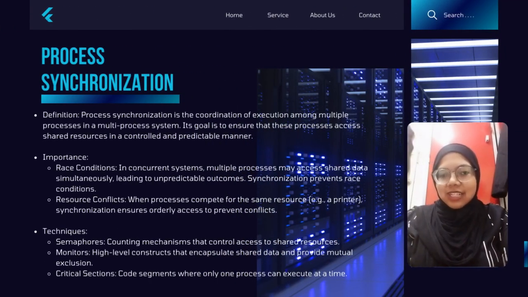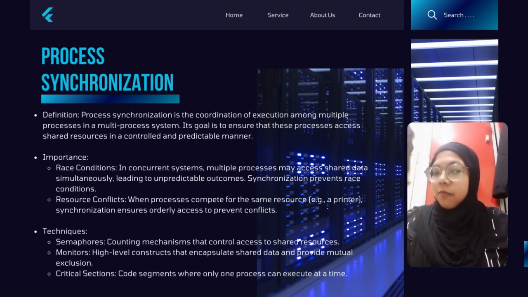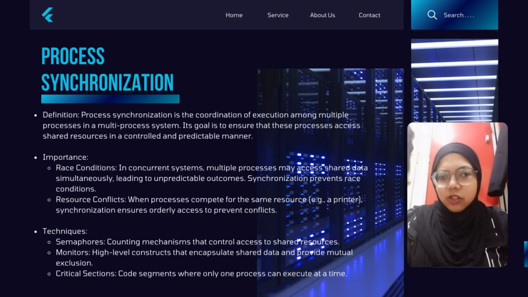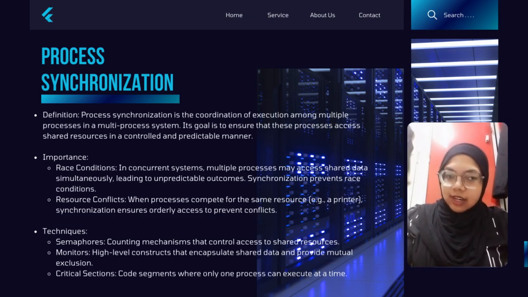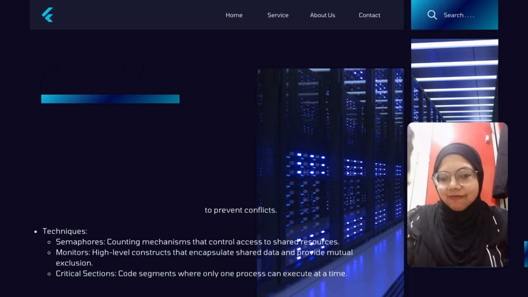Next is process synchronization. Process synchronization is one of the subtopics in process coordination. If you think about process synchronization, you can imagine a bustling city with multiple vehicles sharing the same road network without traffic rules and lights. Without coordination, chaos will ensue. Similarly, in a multi-process system, processes need to access shared resources in an orderly manner. Process synchronization is the art of coordinating execution among multiple processes.